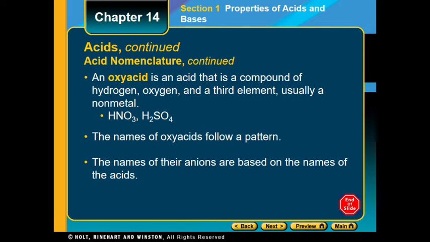So we've looked at binary acids and now oxyacids. Oxyacids are still going to have hydrogen as part of them since they are an acid, so you still see your hydrogen. But they will also contain oxygen plus a third element, which is usually a nonmetal. There is a pattern that it follows, and the names of their anions are based on the names of the acids. So I'm going to add a slide right here, and we're going to look at the binary and oxyacids, just a quick way to look at these.